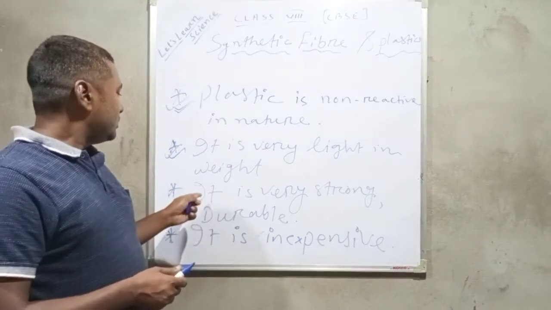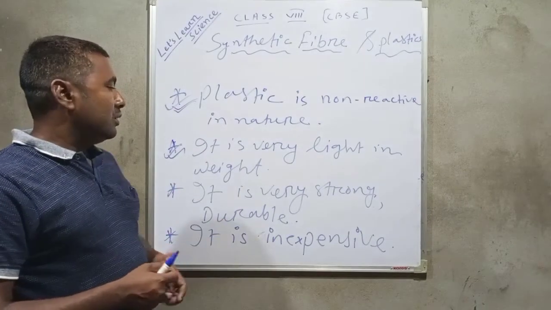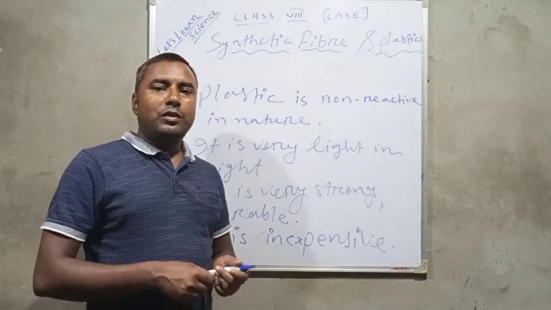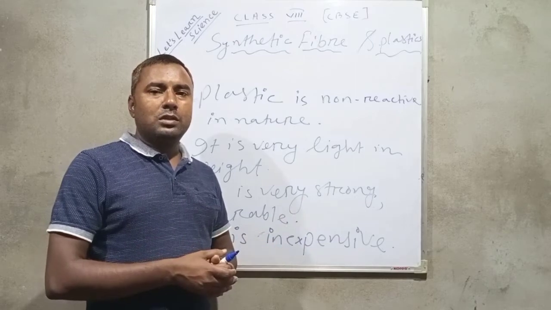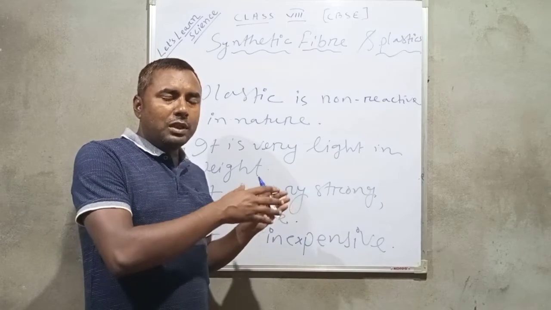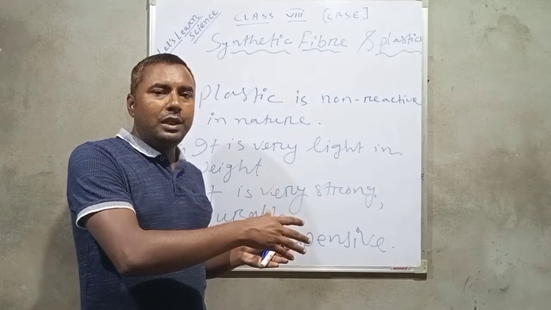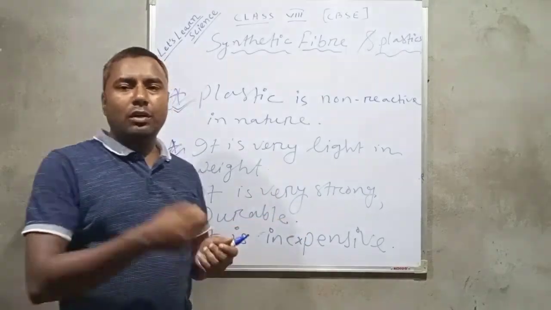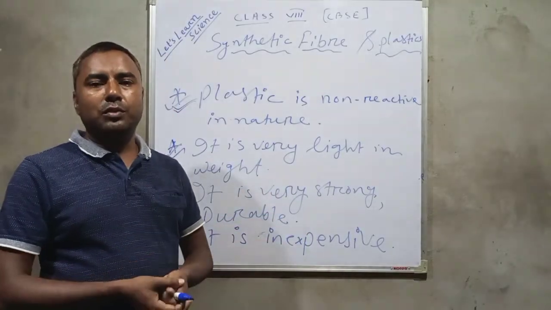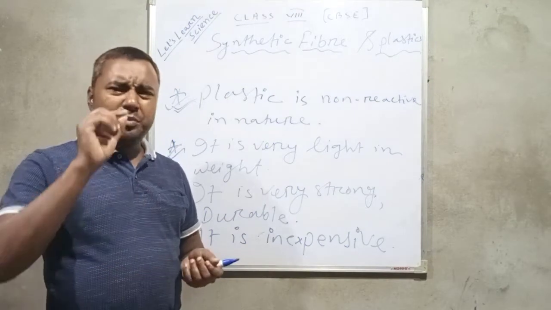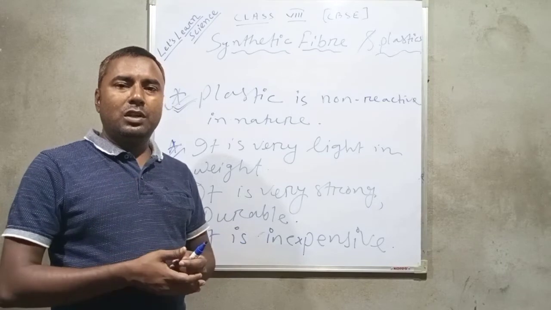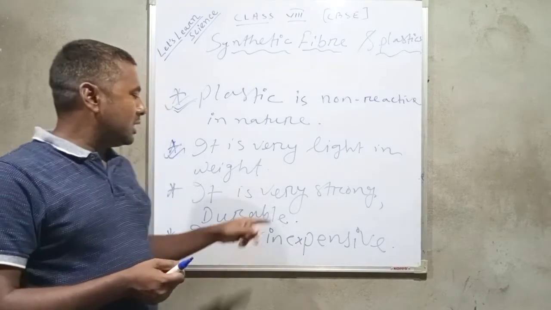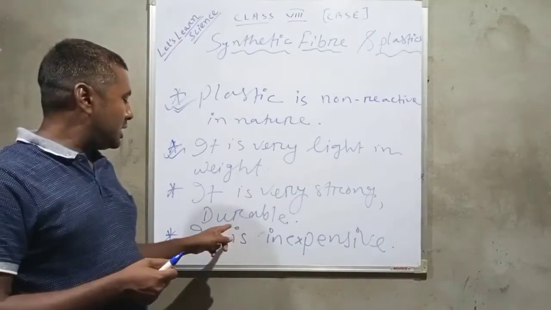Yes? It is very strong and durable. Whenever we go to the market, we buy different types of vegetables and other materials, and we carry them in a poly bag. So that poly bag is made up of what? Plastic. It is very thin, but it doesn't tear, as it is very strong as well as durable.